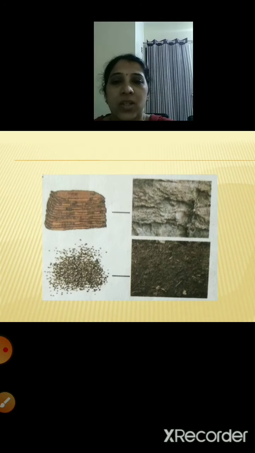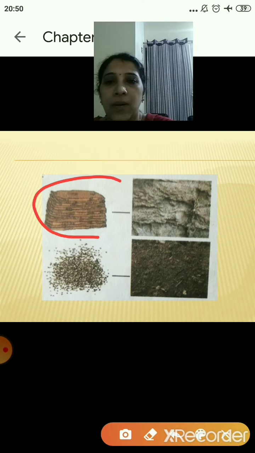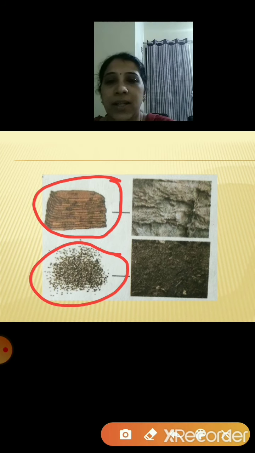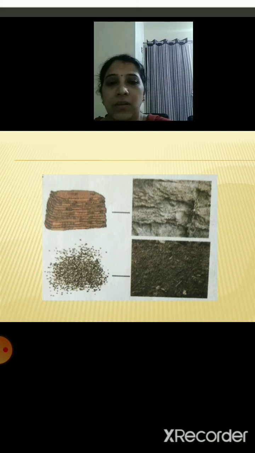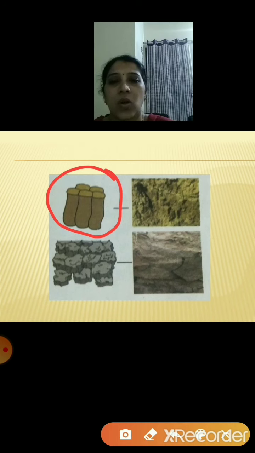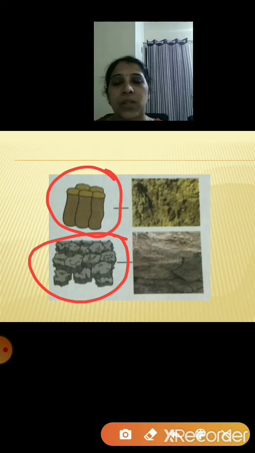Now you can see here, children, this is the laminar type of soil and this is the granular type of soil. Here you can see this is the columnar type of soil and this is the block shaped structure of soil. Because it looks like blocks, it is called block shaped, and the columnar is like a column, so it is called columnar.